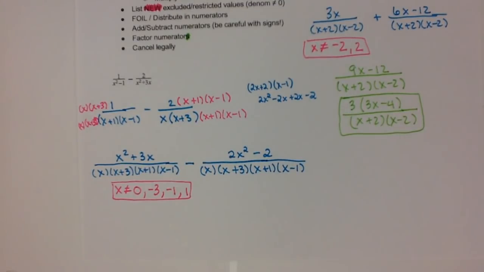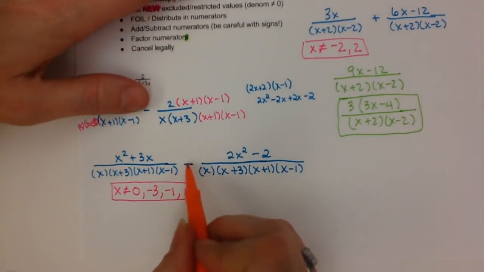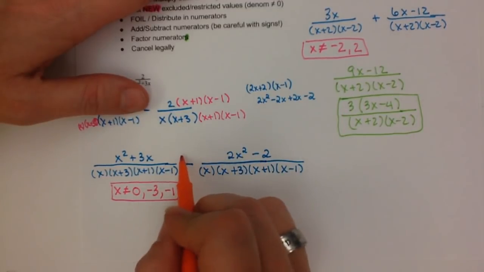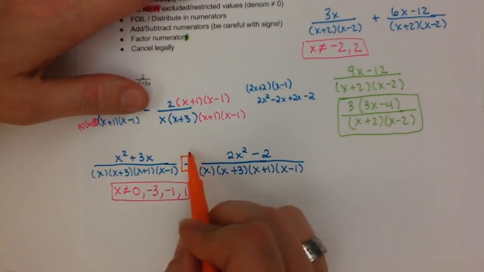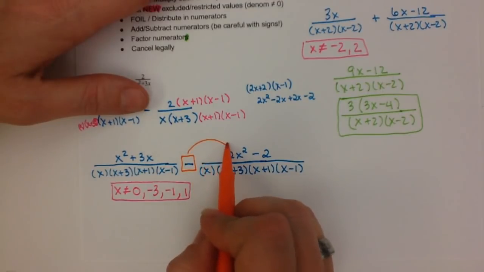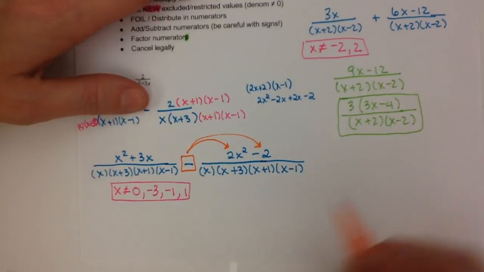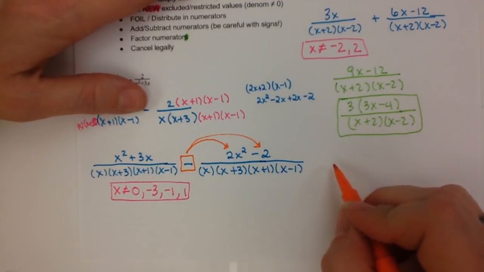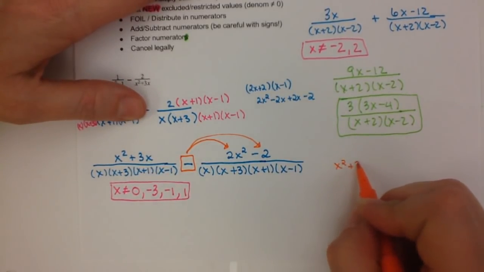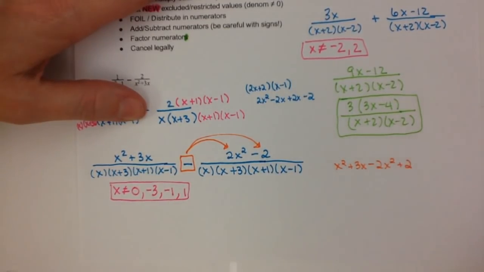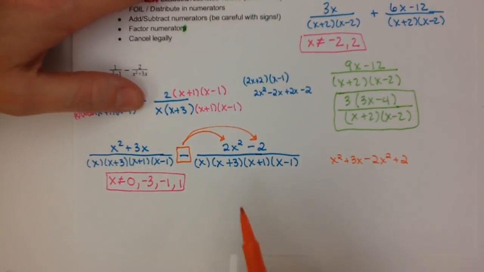And then we're going to go ahead and add or subtract our numerators, being careful with signs. This is the one you want to watch. When you have a subtraction in front of more than one term, this subtraction is actually going to make this a negative 2x squared and make this a positive 2. So really the problem I'm doing in the numerator is x squared plus 3x minus 2x squared plus 2. So just be really careful with your signs.